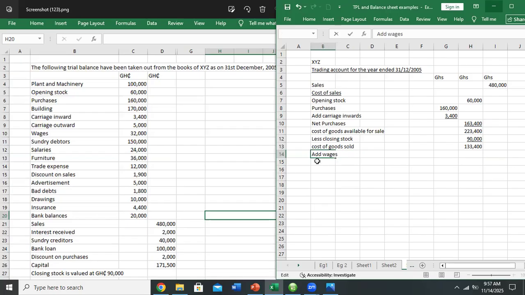So that is to tell you that it's not always wages. Sometimes you can have some hidden trade expense there. Check the question well. I think the question should have been other trade expense. So we add those two figures, 32,000, as well as the trade expense of 12,000. So now what will be our cost of sales, Prof. Michael Ajimai? Add them, 133,400 plus 32,000 plus 12,000.